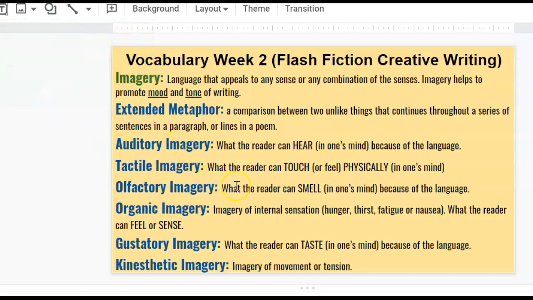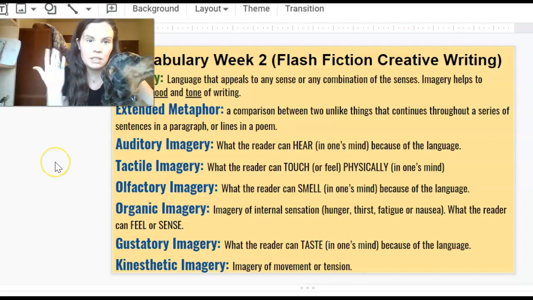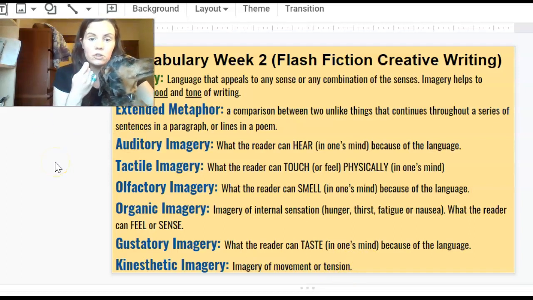Olfactory imagery, that's what the reader can smell. Organic imagery is stuff that has more to do with how you're feeling, not in a temperature or tactile sense, but in like a how your body feels: body ache, hunger, thirst, fatigue, nausea. Gustatory imagery, my favorite, what the reader can taste, right? If you've ever read any Game of Thrones, George R. R. Martin, there are fantastic scenes where it's just dripping with gustatory imagery when they're at like a big feast. And then kinesthetic imagery, imagery of movement or tension. This often could be an example of like when we talk about blocking, that's often kinesthetic imagery, imagery of movement of your character.